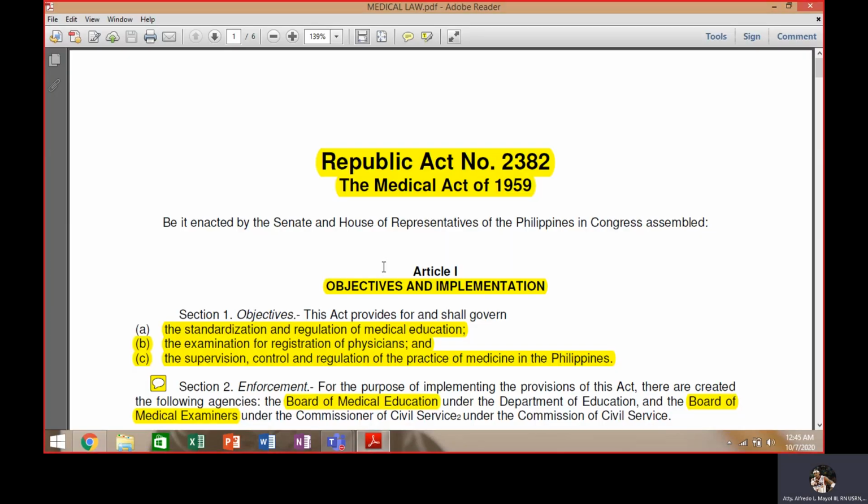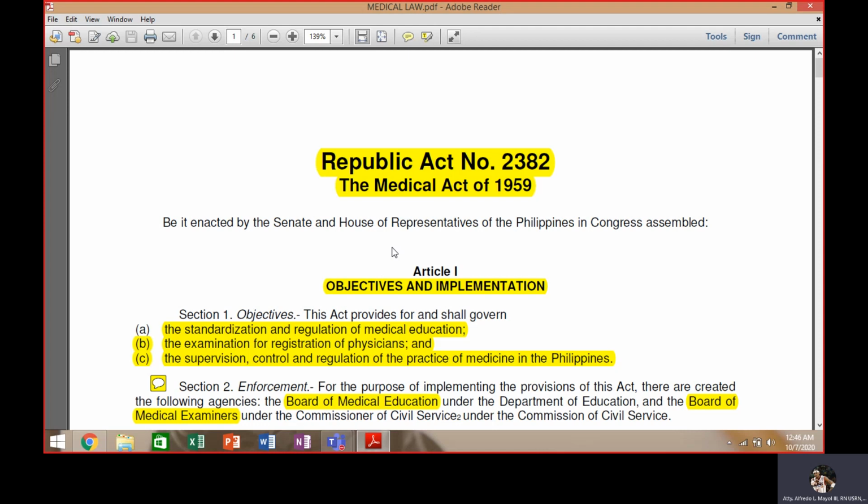Today, we will be discussing a very important law which governs the practice of medicine. Okay? This law is the reason why there is a medical course, why there exists a medical profession. Republic Act number 2382, otherwise known as the Medical Act of 1959. This is an old law. However, the provisions of this law are still relevant and are made a basis for the medical profession.